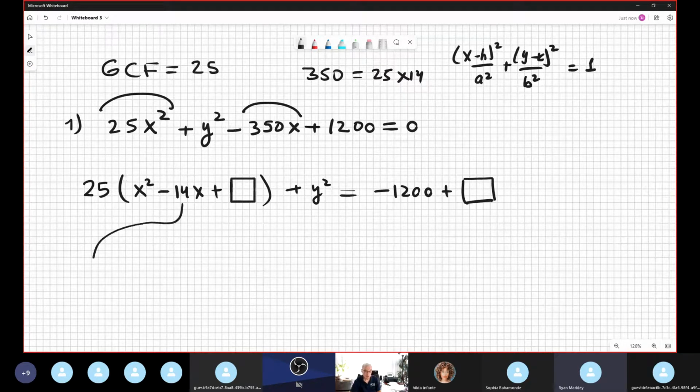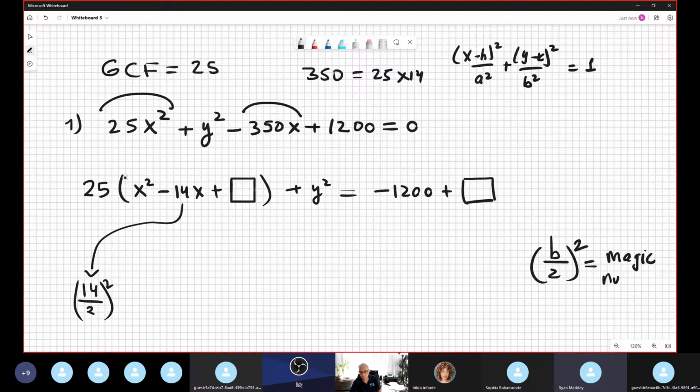Now remember, you take that number 14, divided by 2, and square. Always the same formula: b over 2 squared. It gives me the magic number to complete the square. 14 divided by 2 is 7, and 7 squared is 49. Put it here, 49. Now when you are doing this action, for sure, this new trinomial you form is a perfect square.